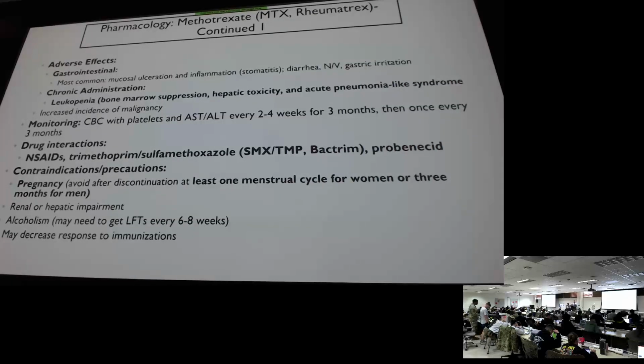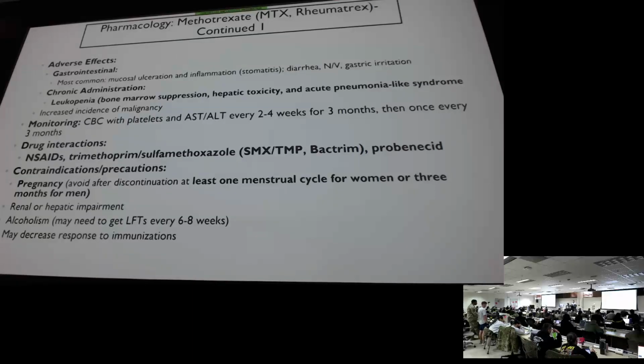And at high long-term dosage it can cause increased incidence of cancer, of malignancy, which is interesting because it's used as chemotherapy for cancer at very high doses. But long-term treatment can cause increased malignancy.